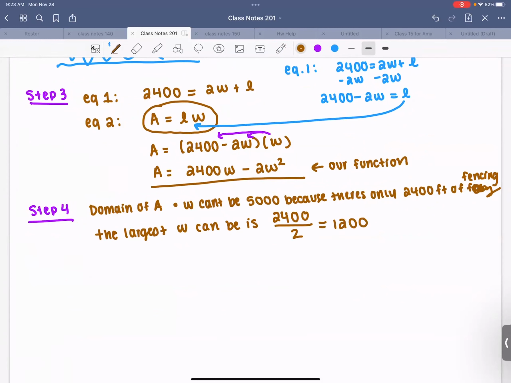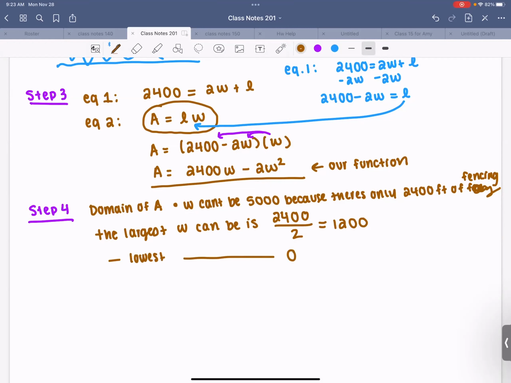I know it wouldn't make sense to have W be 1,200, because then it would be 2 fences with nothing in between. But that is kind of possible, so W can be 1,200 and it would make sense. We can't go higher than that though. What do you think the lowest W can be? 0 is the lowest it can be. It wouldn't really make sense for W to be 0, but it is possible. So the lowest it can be is 0.